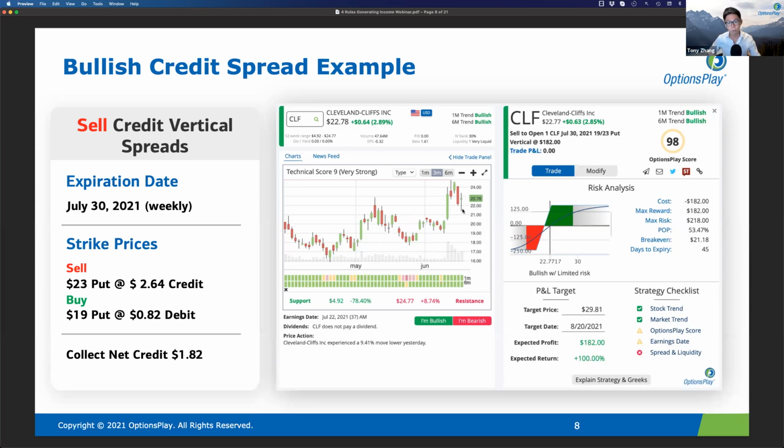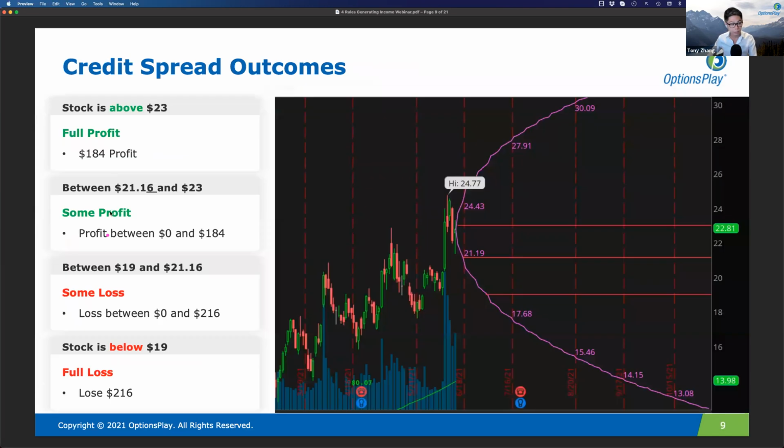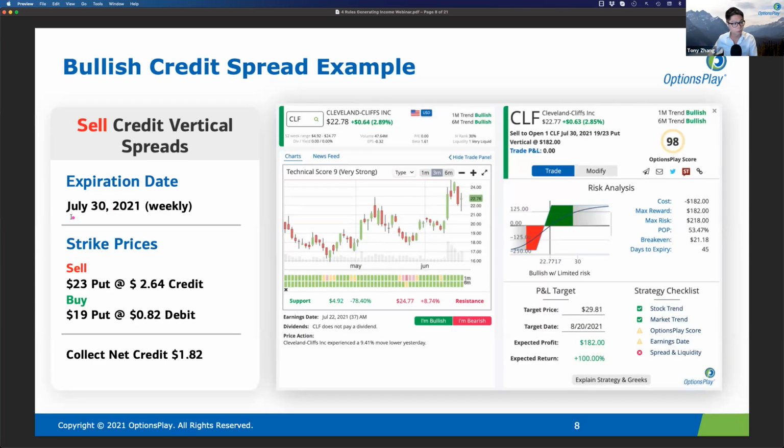So a really prime example of selling a credit spread. In this particular case, what I'm going to use is a weekly option. A weekly option. I'm going out to July 30th, which is roughly 45 days from expiration. And I'm selling the $23 put option. The stock's currently just around 23. I'm selling an at the money put option, collecting $2.64 to sell the put option.